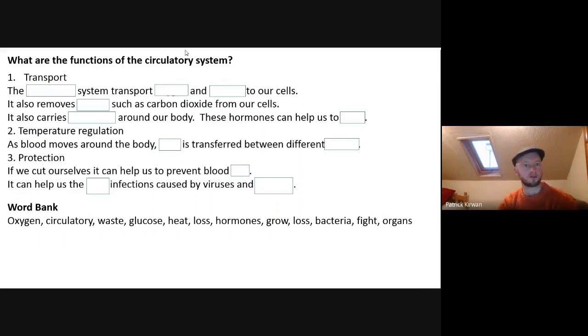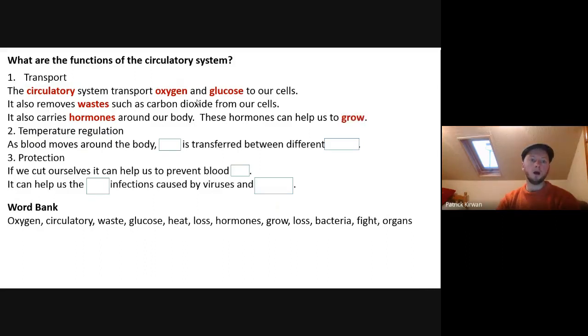So the functions of the circulatory system are transport. The circulatory system transports, and that should be oxygen and glucose to our cells. Now, it doesn't matter if you've got them in reverse, it's totally fine. It also removes wastes, such as carbon dioxide from our cells. It also carries hormones around our body. Hormones can help us to grow.